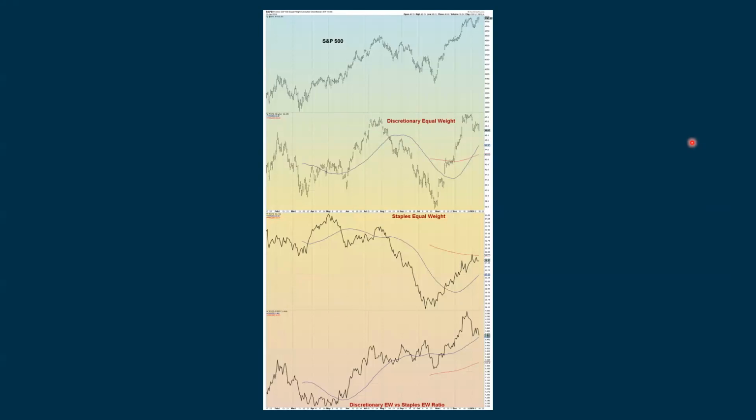Then we look at discretionary versus staples. Discretionary is more growth oriented. That tends to do really well when the market is more in a growth phase, whereas staples tend to do better when the economy is really slowing down. And then we take a ratio between the two. That's on the bottom.